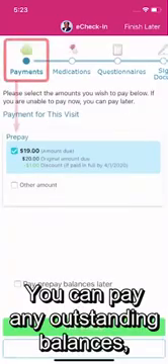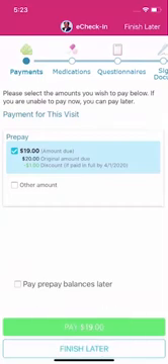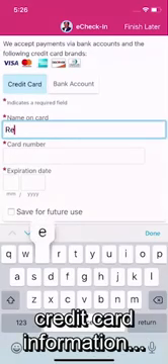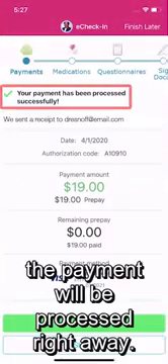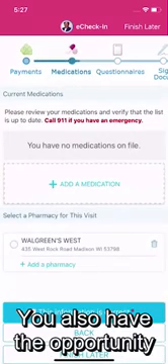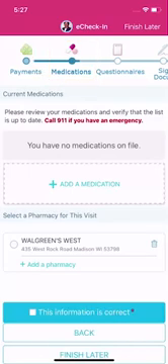You can pay any outstanding balances, like a copay or previous balance. I'll pay the copay. After entering your credit card information, the payment will be processed right away. You also have the opportunity to update your current medications. I'll add ibuprofen.